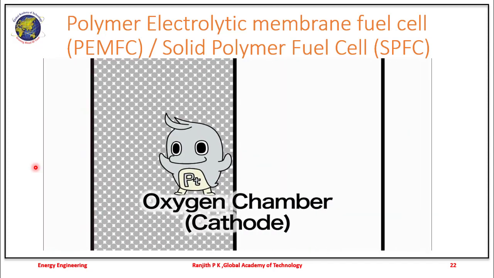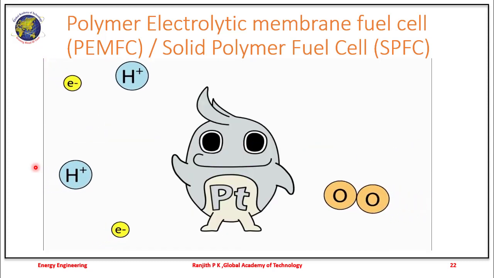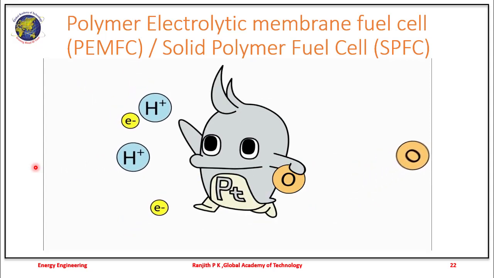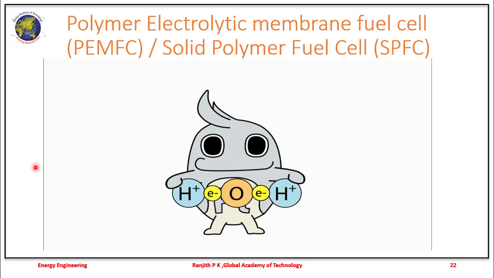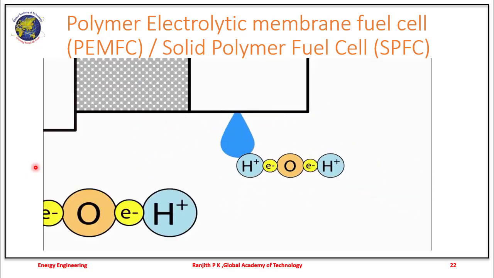This is the oxygen chamber. Here come the positive hydrogen ions. And their electrons. And here's oxygen. I shake the oxygen atoms and split them in two. Take an oxygen, two hydrogens, and the electrons. And look! We've got H2O! Plain old water.